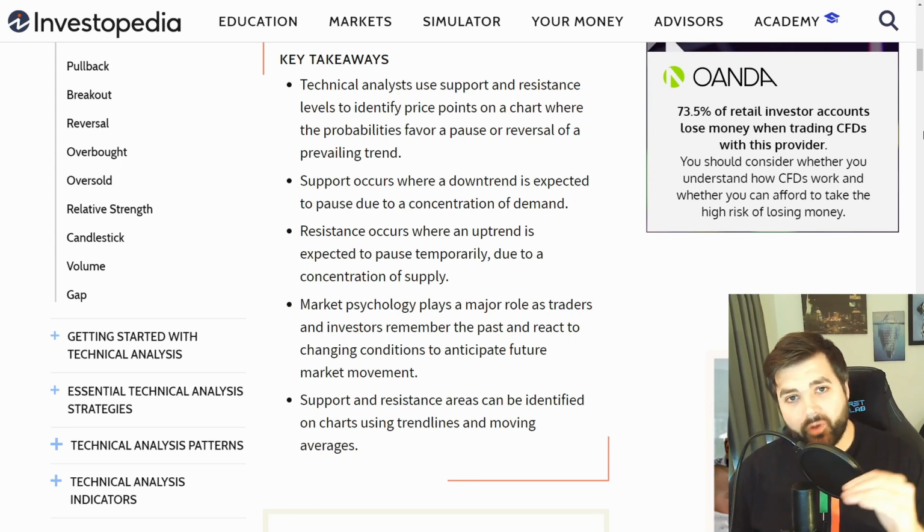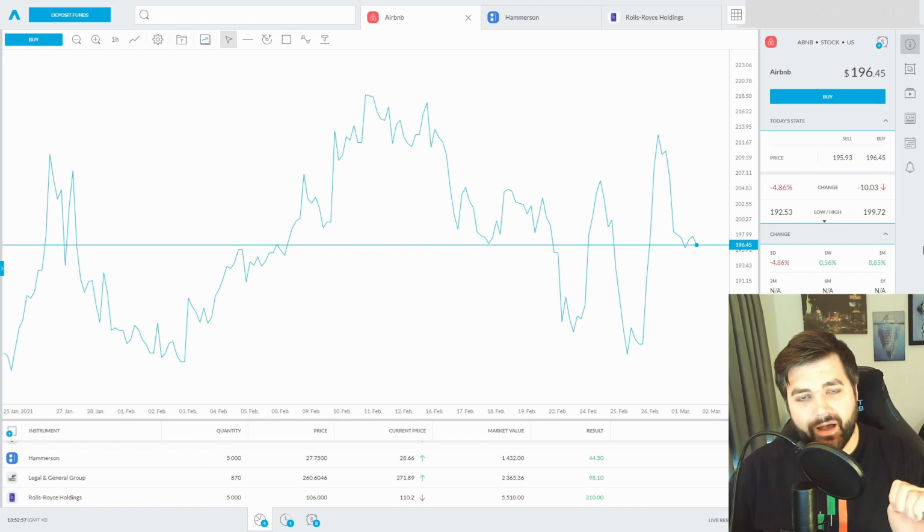So what we're going to do now is hop straight back over to Trading 212, and I'll show you how to set up some of these charts and indicators. So this is the default look you'll have on a chart. Essentially it's just the standard line chart. So first thing we want to do is change that to candles.